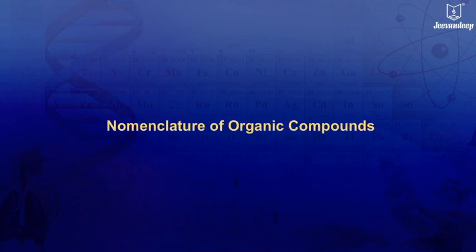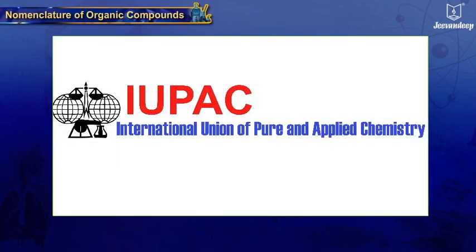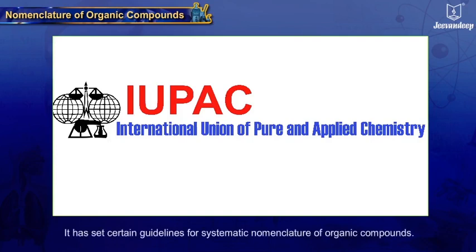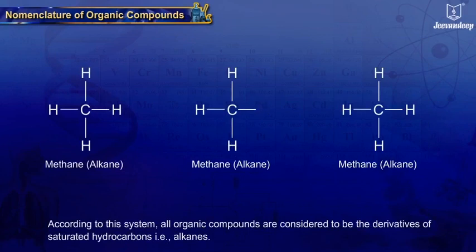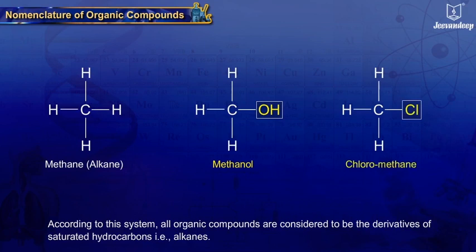Nomenclature of organic compounds. IUPAC, International Union of Pure and Applied Chemistry, is the latest and widely accepted system for nomenclature of organic compounds all over the world. It has set certain guidelines for systematic nomenclature of organic compounds. According to this system, all organic compounds are considered to be the derivatives of saturated hydrocarbons, that is, alkanes.